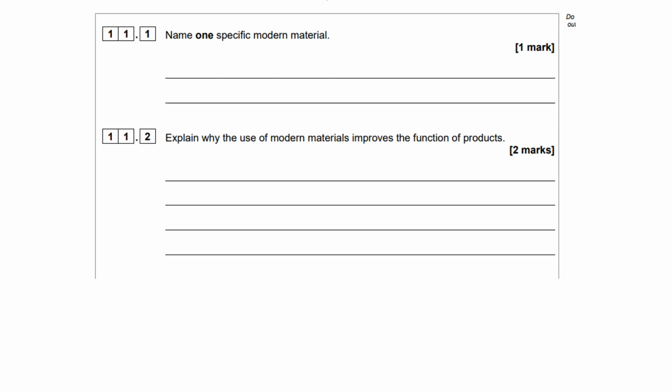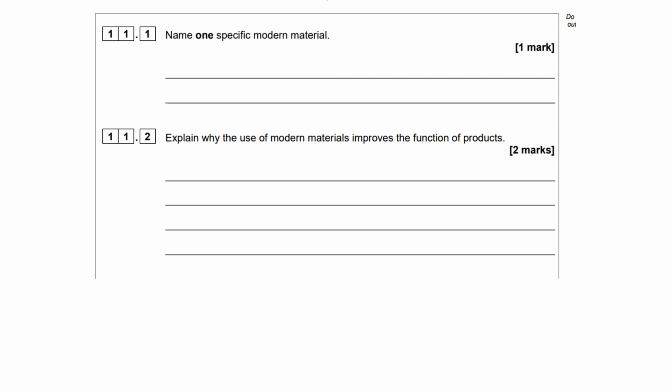So most of the questions in section A are multiple choice, but there will be a couple of slightly longer answers towards the end. They should allow you to discuss topics that you're confident with. So in this example from last year's paper, they're asking you to suggest one specific modern material. Product designers and textile students will answer that in different ways. So you choose one that you're confident with discussing.